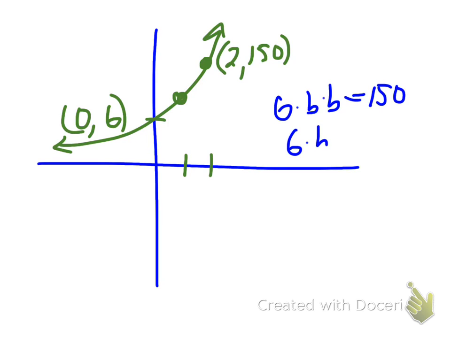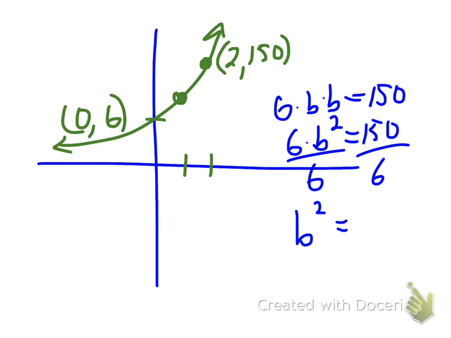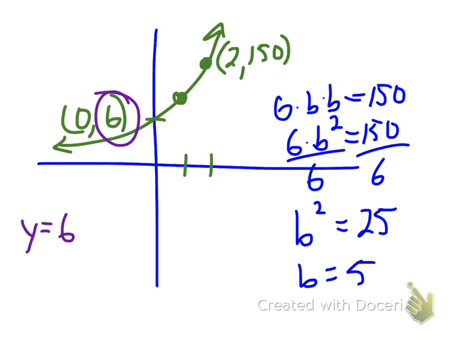Or 6 times b squared equals 150. And divide both sides by 6. B squared equals 25. And b equals 5. So the equation is my 0 term, my multiplier to the x. So all these really tie in together.